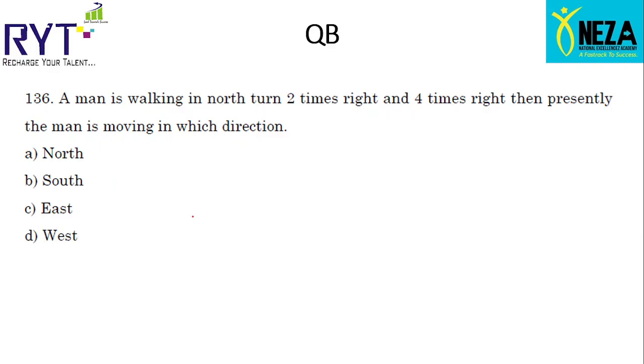A man is walking in north. Turns 2 times right. So he came to south. And 4 times right again. Now he is in which direction? South direction. Simple. If he moves 4 times, means he comes to the same place. If he moves 2 times right, means goes to the opposite direction. That's it. So it is south direction.